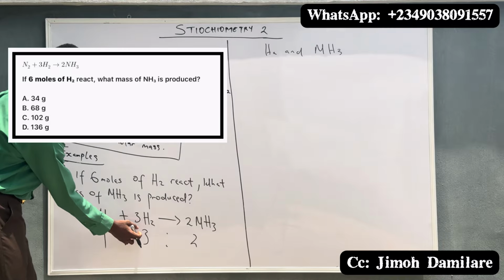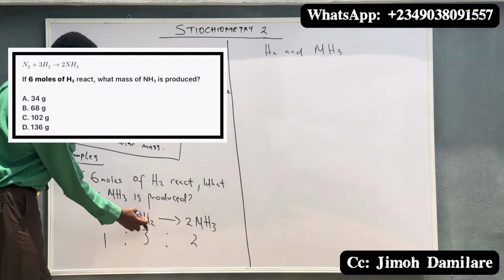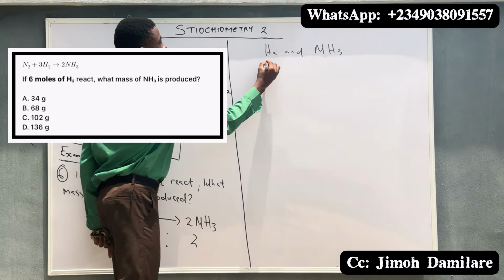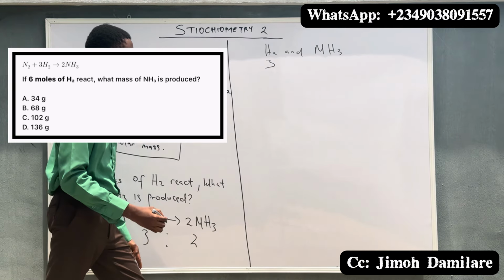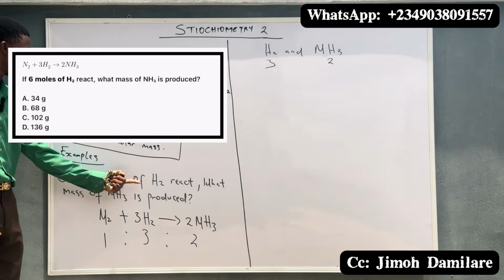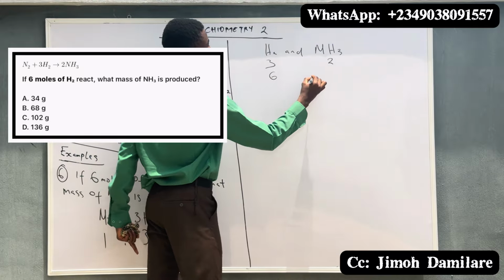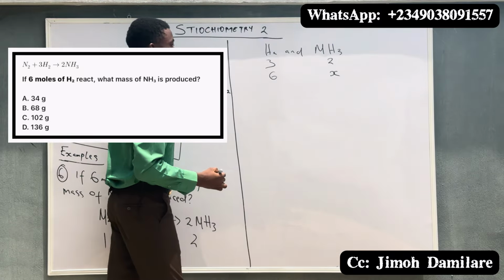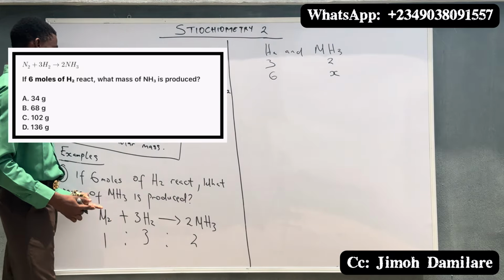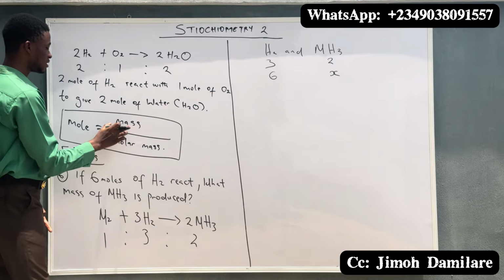So we can now write the mole ratio from the balanced equation under these two that the question is talking about. The mole ratio for hydrogen is 3, while that for ammonia is 2. The question is now saying if 6 moles of hydrogen react, that means we have 6 moles of hydrogen to react to give x mole of ammonia. We don't know the mole of ammonia, but the question is asking for mass, so we have to get the mole of ammonia to get the mass.